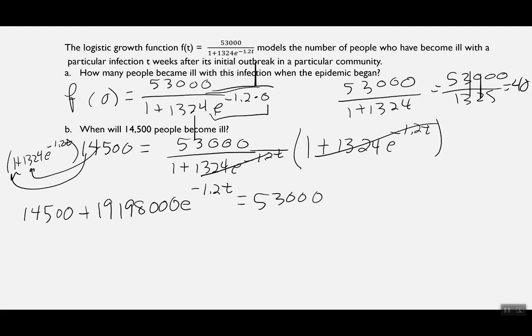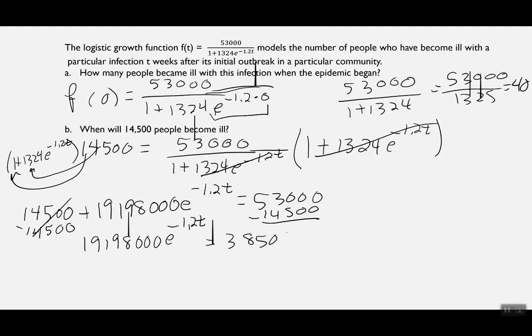All right, so next step is I'm trying to get to the e. So I need to get rid of this 14,500. I mean, I need it, but I need it to go away. I don't want to unaccount for it. So I still have this 19,198,000 e to the negative 1.2 t. But then I have the 53,000 minus 14,500, and that gives me 38,500. From here, this looks like divide, log, divide. So step 1 is divide.